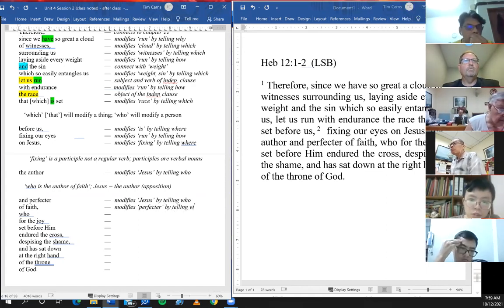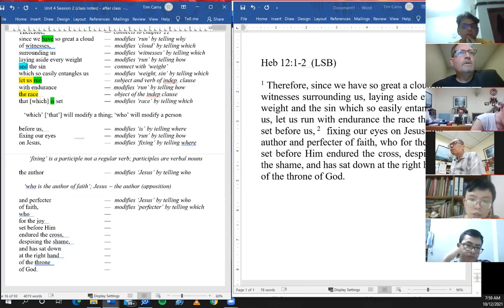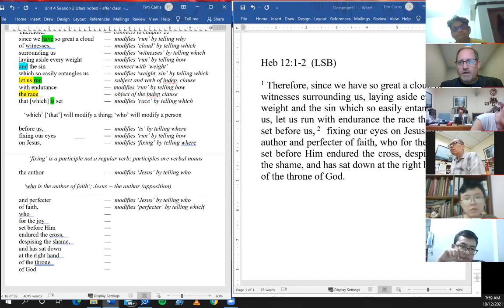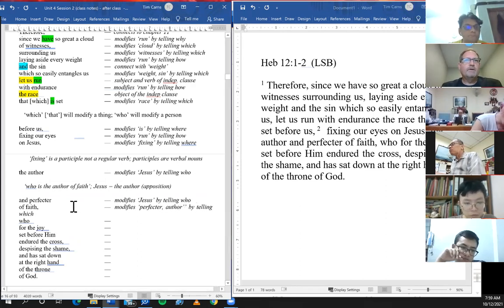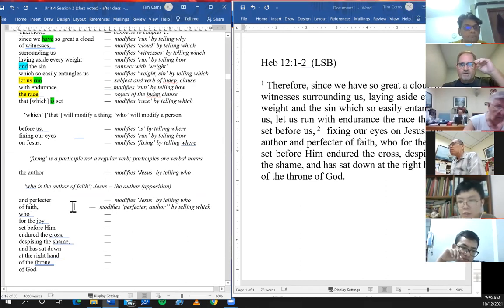By telling which, perfecter. Yes. Describing that, and it could go with author too. I think it goes with both in this case, since we have the word and. So we probably would put perfecter and author. Okay. All right. Good. Very good.